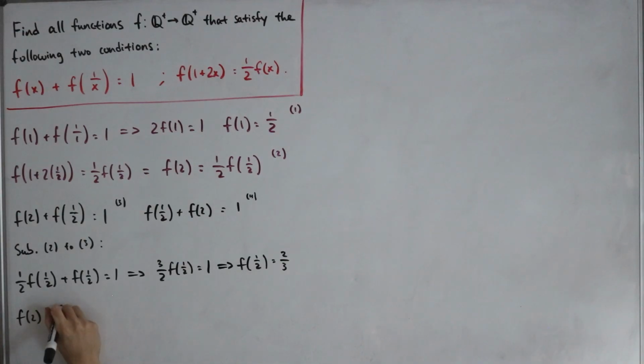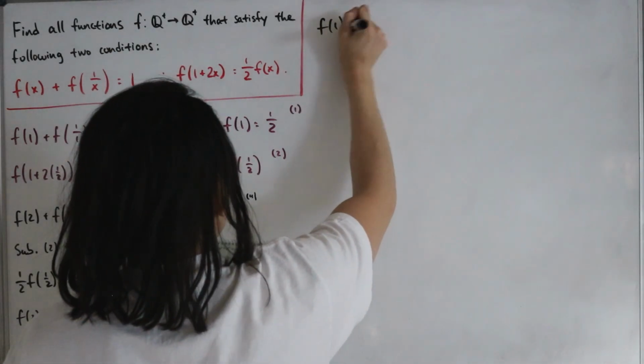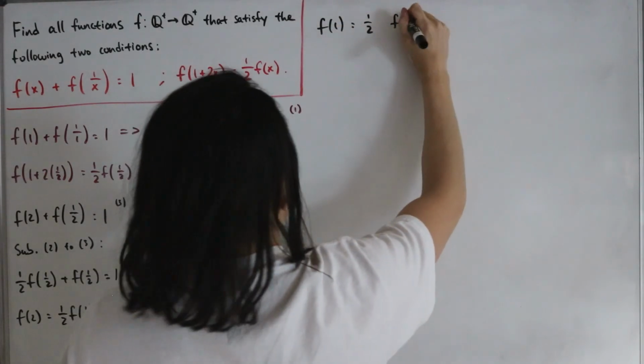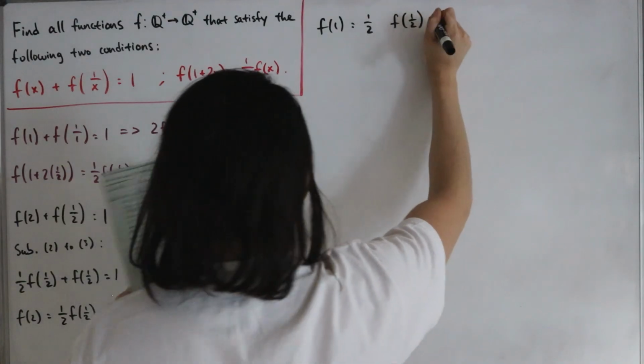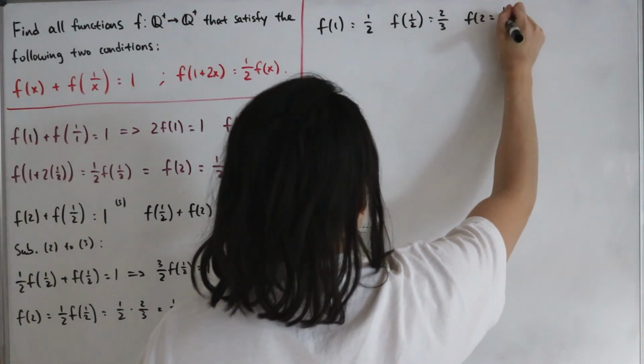Going back to equation number 2, we have that f of 2 is just equal to f of 1/2 times f of 1/2, which of course we solved for, so it's just 1/2 times 2 divided by 3. That implies this is equal to 1 over 3. Okay, so basically we have 3 values: f of 1 is equal to 1/2, f of 1/2 is equal to 2 over 3, and f of 2 is equal to 1 divided by 3.